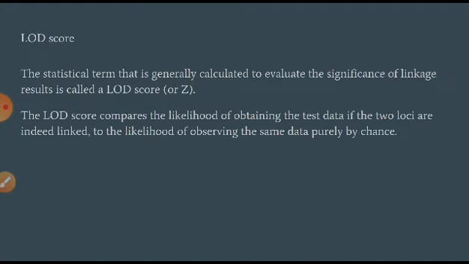As you know, in animal data or biochemical data, we calculate the significance score by the p-value. Here, for significance of linkage, we have the LOD score. The LOD score compares the likelihood of obtaining the test data if the two loci are indeed linked to the likelihood of observing the same data purely by chance. So that is what they are finding: whether the loci are really linked or it happened by chance. That confirmation is what is called significance.